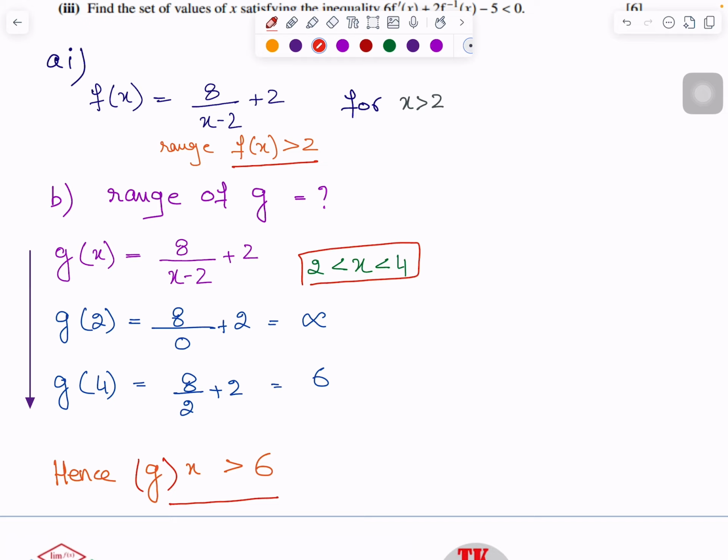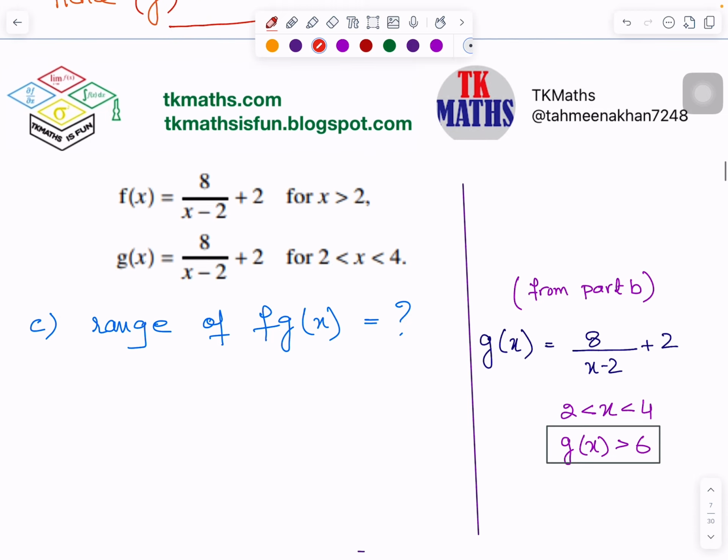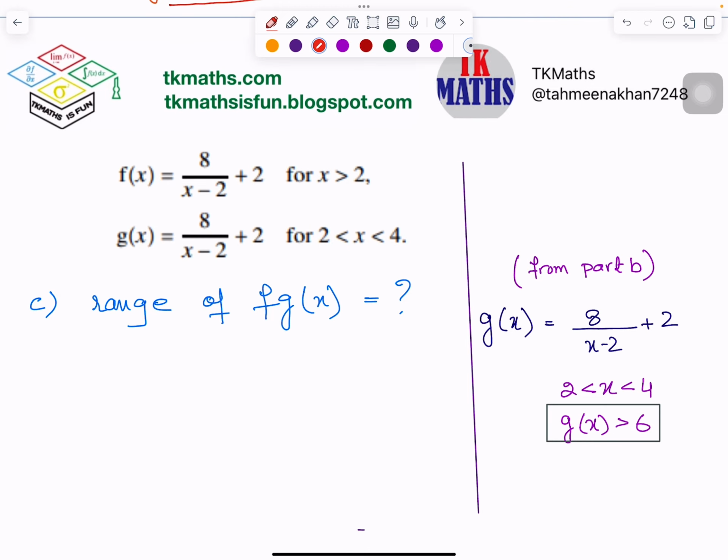So now let's do the next part. Part C is saying find out the range of f of g of x. Now we have just seen in the above part that the range of f of x was greater than 2, and the range of g of x was greater than 6. Now we have to find out the range of f of g of x. Now remember one thing, for function g, what was the domain?